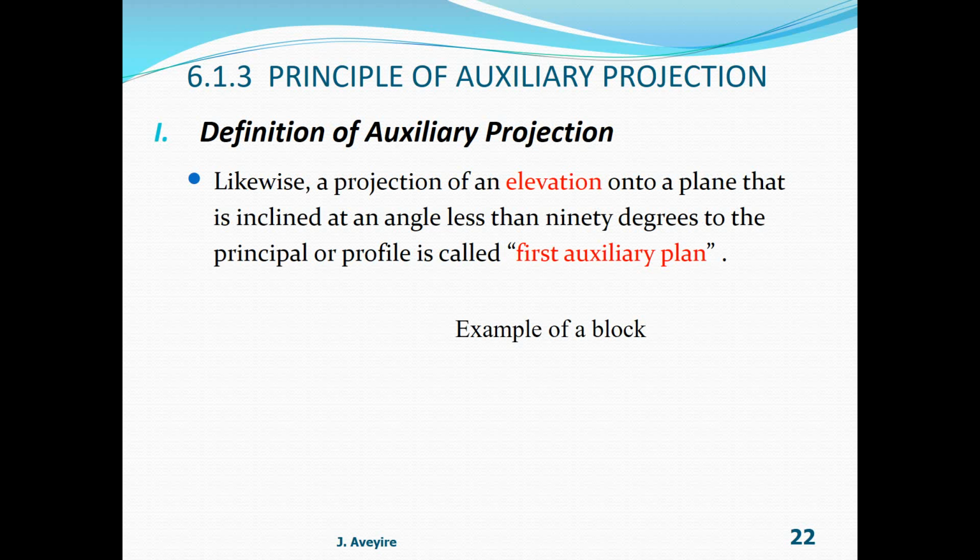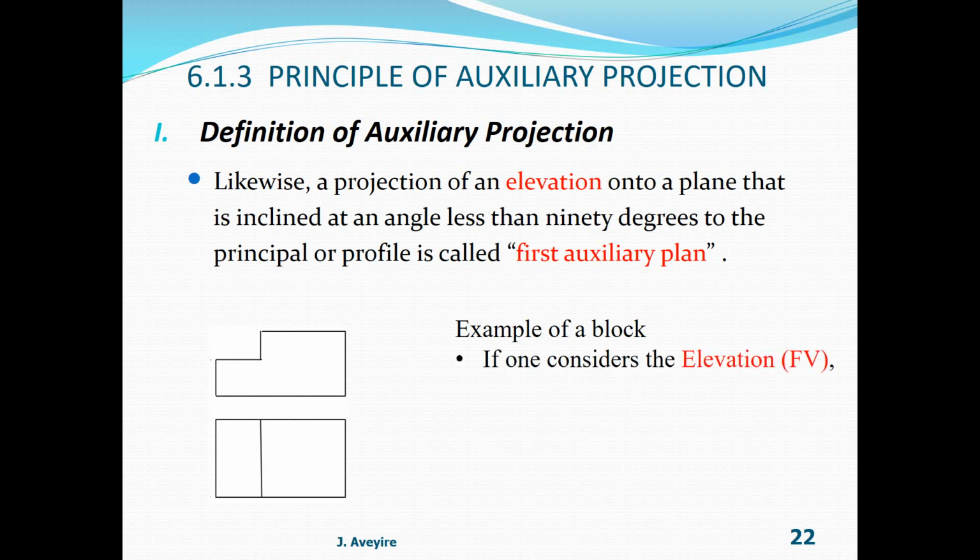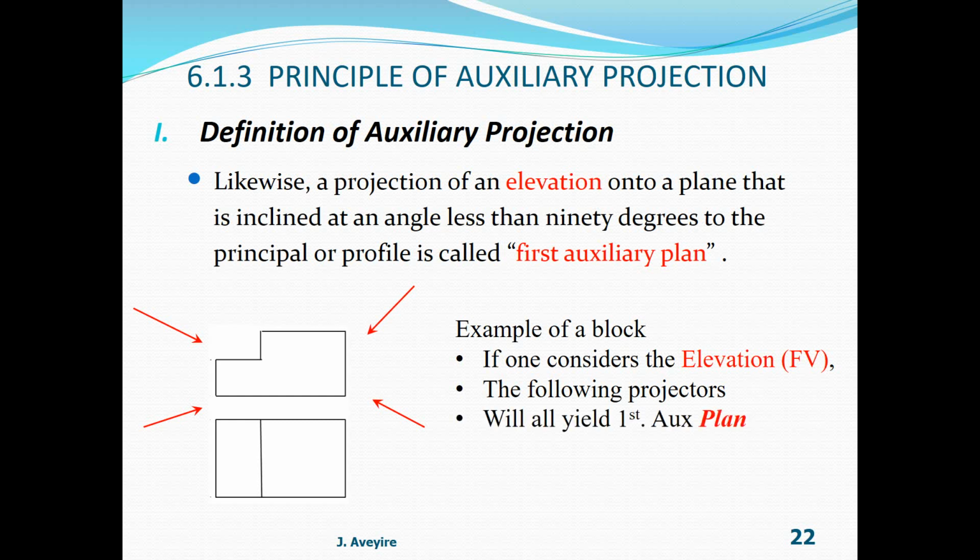Again, let's take a look at our block. Here we have the two views again, front view and top view. This time, let us consider the elevation or front view and consider the following projectors: 1, 2, 3, 4, all projecting the elevation. Any of these projectors will yield a first auxiliary plan because they are projectors of an elevation.